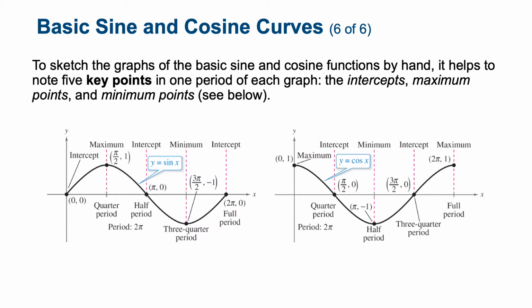And then coming back up to 0 at 3 pi over 2, which is also known as the 3/4 period. That's an intercept here. And then finally going back up to a maximum at 2 pi, and that's the end of the full period where it's 2 pi, right?